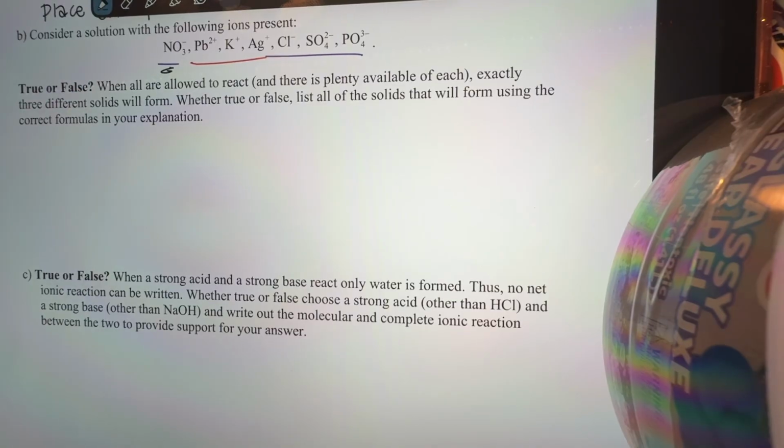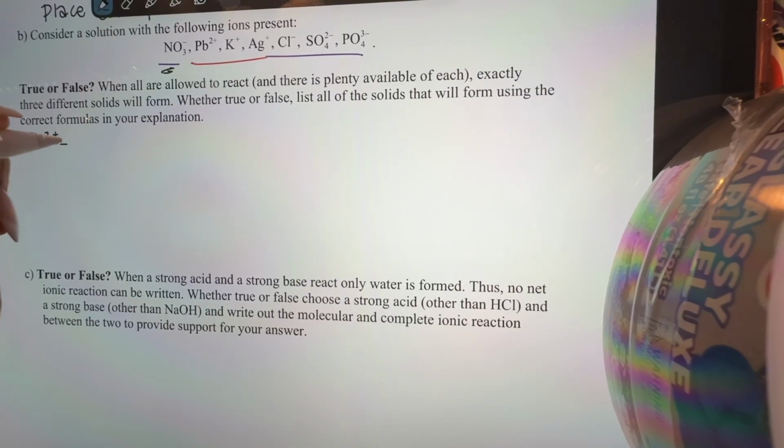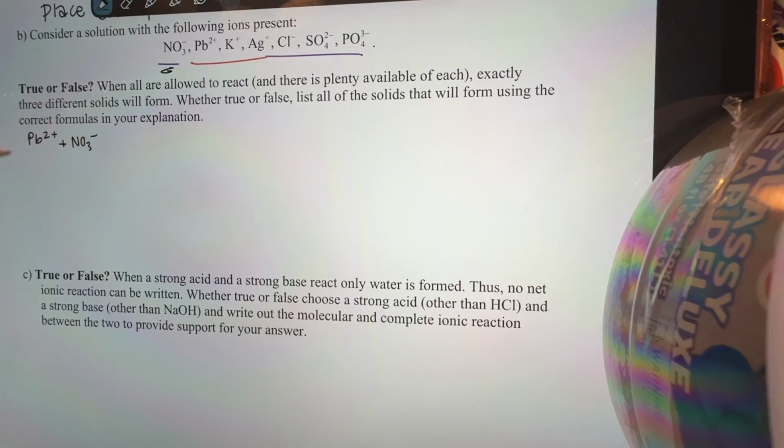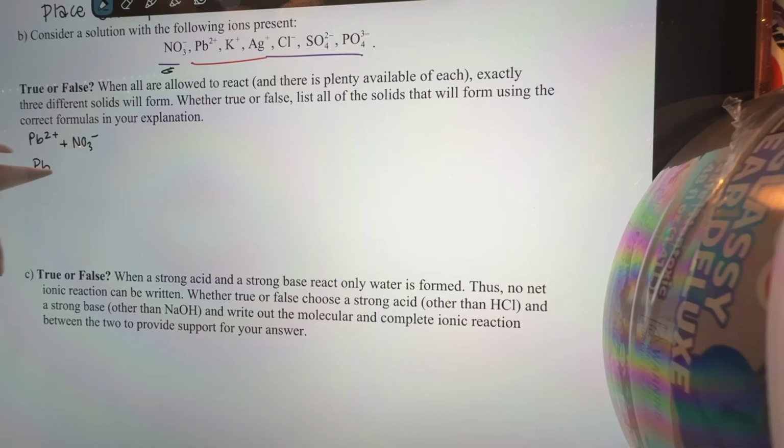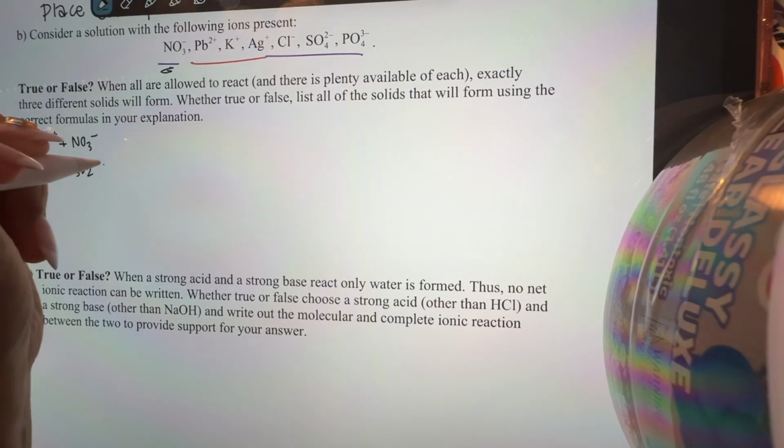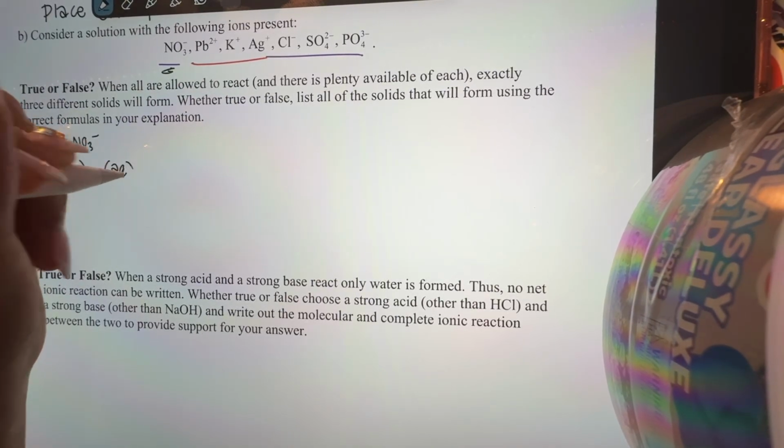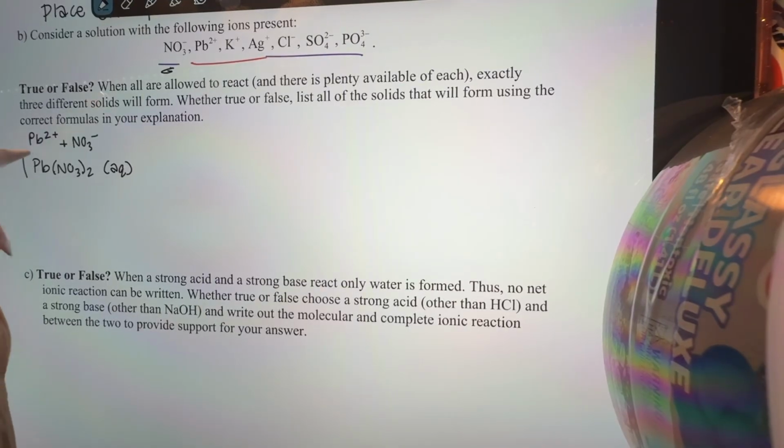Pb, oops, you can't see that. Let me move it this way. Pb2 plus and NO3 minus gives you Pb(NO3)2, and as I said, all nitrates are soluble, so this is going to be aqueous. So that's one such thing. I'm just going to do a loose box around it.